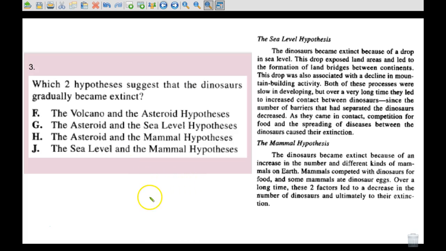Number 3 asks, which two hypotheses suggest that the dinosaurs gradually became extinct? So in this particular question, we're really focusing on the word gradually. So when things happen gradually, they happen over time. So in the sea level hypothesis and the mammal hypothesis, they both say over a very long time. So in these two hypotheses, because they happened over time, that means it happened gradually. So J is our best answer.